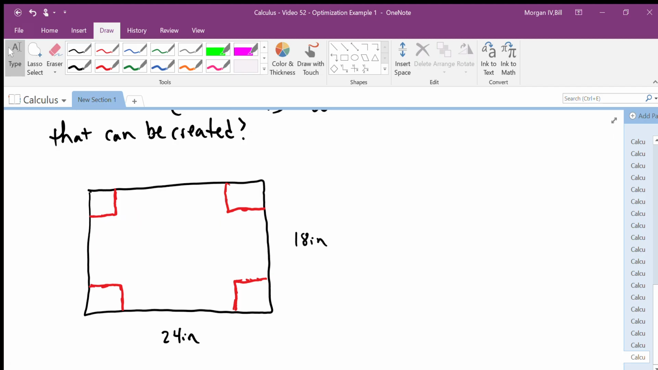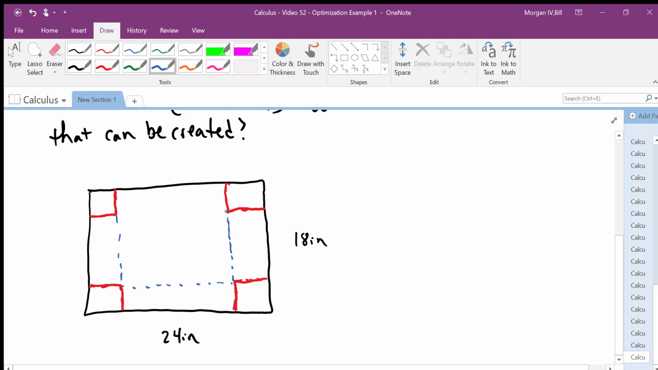Okay, so we have this rectangular piece of cardboard. It's 24 inches by 18 inches. And what we're going to do is cut squares out of each corner, something like these red squares here. And it's important that they are, in fact, squares. Then you'll take and fold along these dotted blue lines.